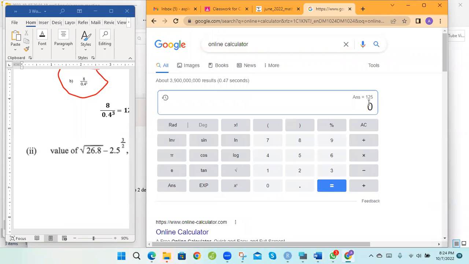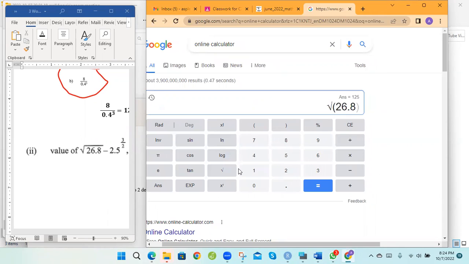So it's square root. We have to look for the square root function, the square root of 26.8. Come out from the square root sign. Take away. No, we have to come out from the square root sign. If you want to do this one time. Okay, so certain calculators only allow you to do it piece by piece. So we can find the square root of 26.8 by itself.